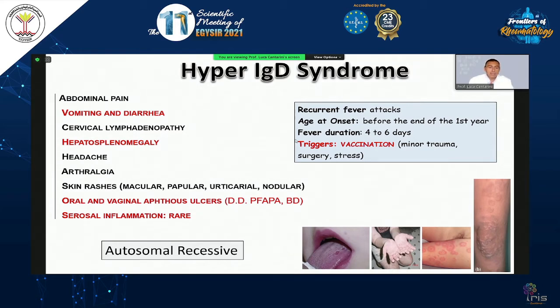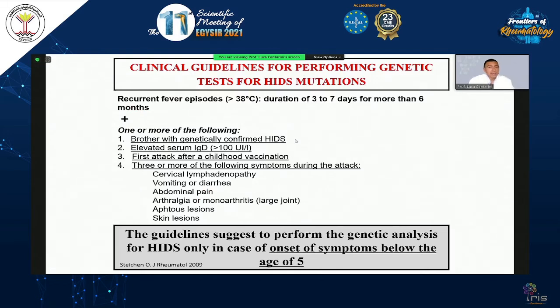Serosal inflammation is quite uncommon. Patients may also show skin rashes. Usually, the disease onset is during the first year of life, and the fever attacks have an intermediate duration, from 4 to 6 days. These are the clinical guidelines for performing genetic tests for hyper-IgD syndrome.